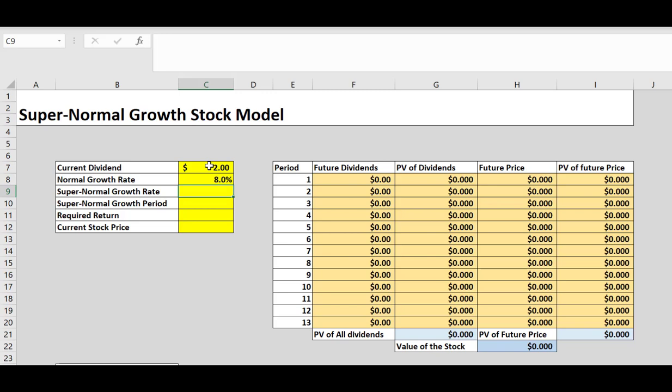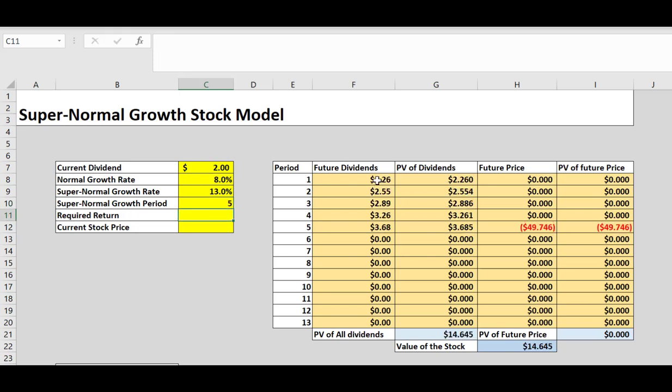Now, what does this new product do for us? It's going to provide an above average growth rate. Let's say it's going to provide a 13% growth rate, and it's going to do that for 5 years. So what does that do? Well, if you know what the growth is going to be, you know what each future dividend is going to be.